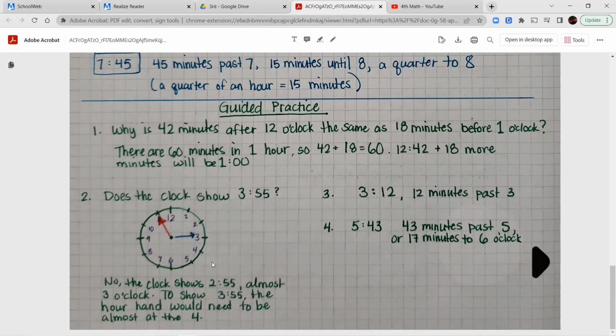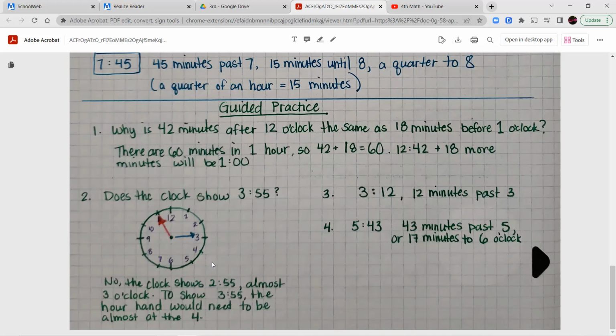Now let's take a look at our guided practice. Number 1 says, why is 42 minutes after 12 o'clock the same as 18 minutes before 1 o'clock? Well, we know there are 60 minutes in 1 hour. So 42 plus 18 equals 60. So 12:42 plus 18 more minutes would give us 1 o'clock. That's why 42 minutes past 12 is the same thing as 18 minutes before 1.